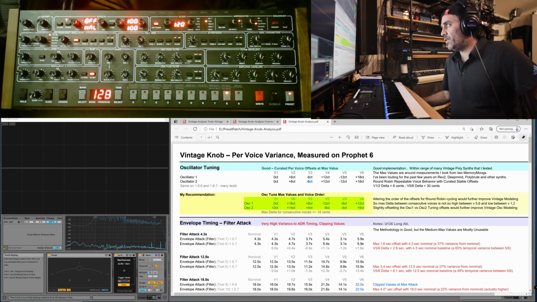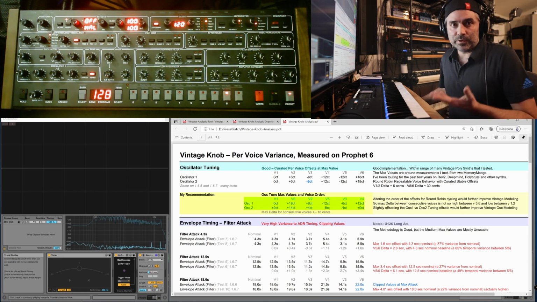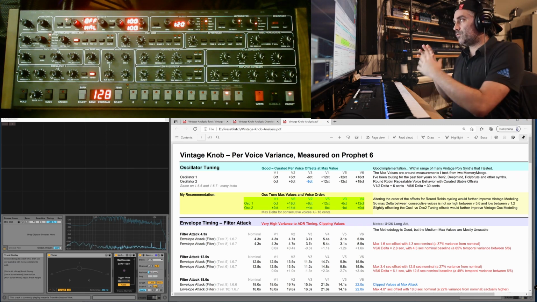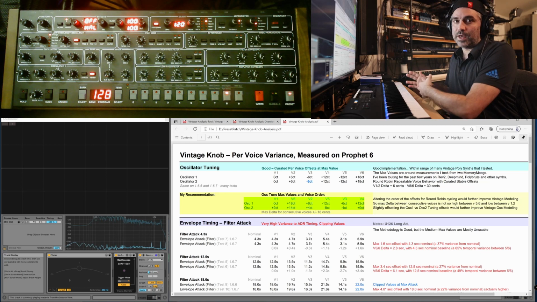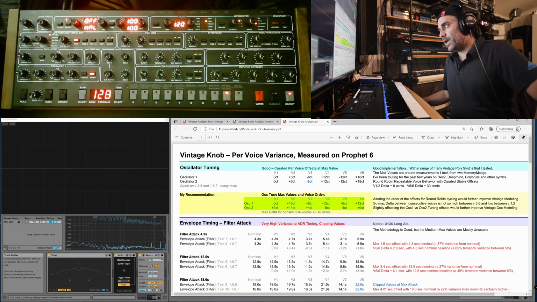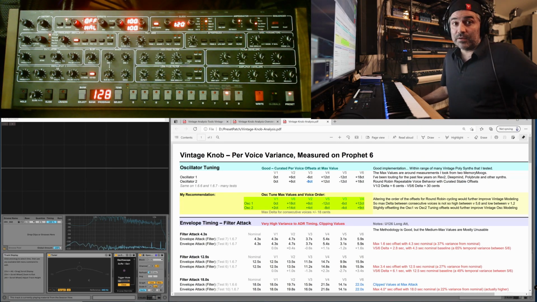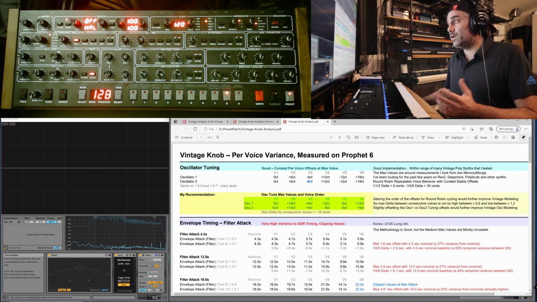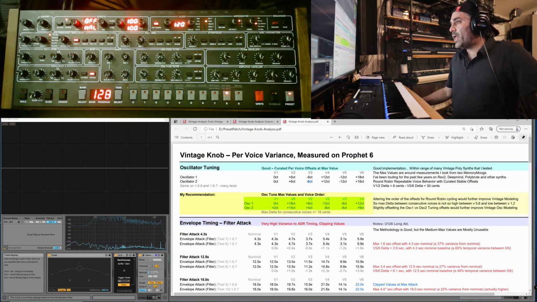By just shuffling up these values, what I did here is I moved the voice 6 plus 18 cents over here into the voice 2 position. Shuffling up these values a bit in a table like this will remove that issue of the grouping of the voices in the round robin structure, getting the more extreme deltas grouped together and the less extreme ones. And then, as I mentioned, adjusting the offsets between oscillator 1 and 2 will further increase the realism of the vintage behavior.